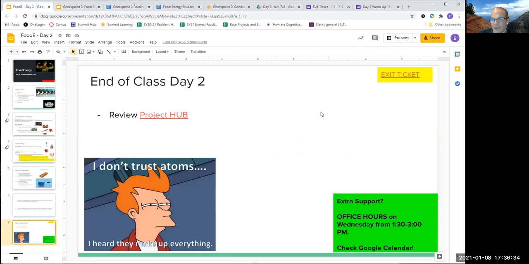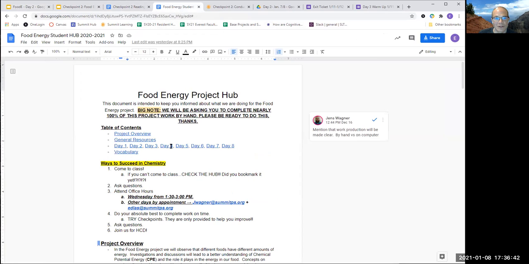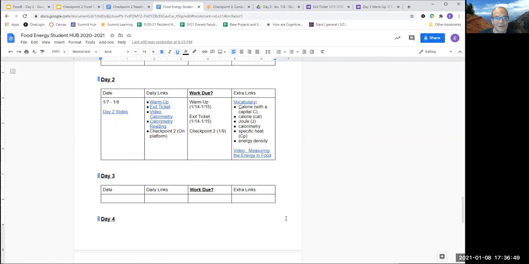So first, as always, we've got the exit ticket, definitely fill that out. But then also went to the project hub just to make sure that you can go here and see everything that we did on day 2. So if you click on day 2, it will take you down here. You can see a link to the slideshows that I just showed. All the other daily links, again, warm up, the exit ticket, the video that we watched, the reading that we did, and then checkpoint 2 you have to access on the platform.